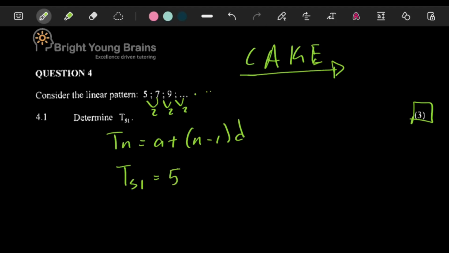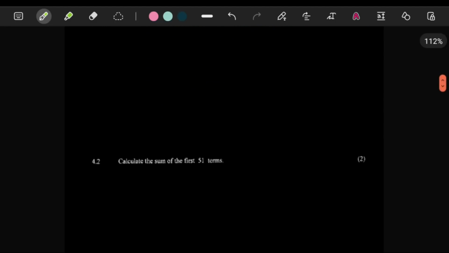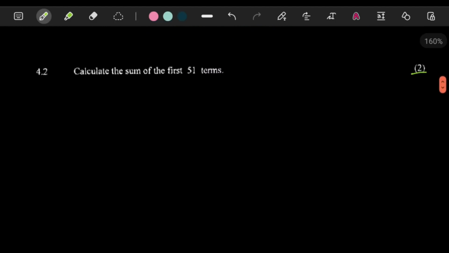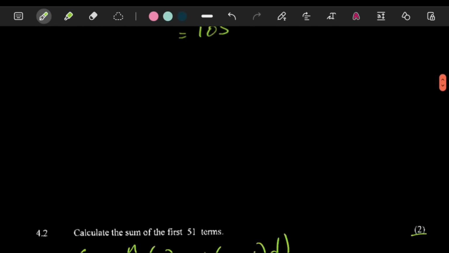A is 5, and then N is 51, and our value for D here is just 2. Calculator, please tell us what we must do. What is the final answer? It's 105. Thank you very much. 105 is the answer. And then there's a 2 mark question here. Calculate the sum of the first 51 terms. N is 51. What was A again? A is 5.